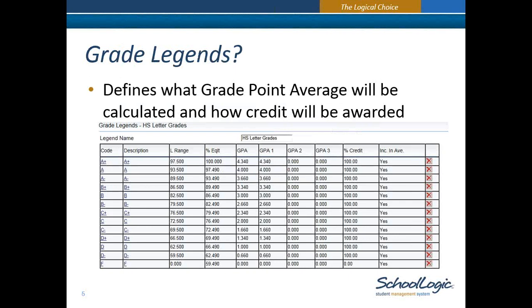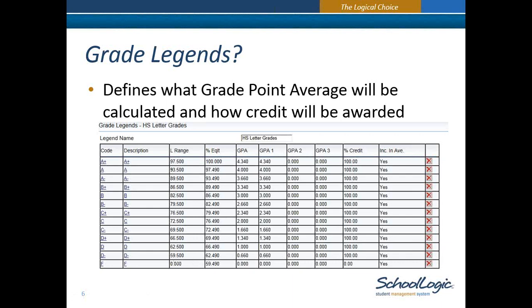Grade legends. What is a grade legend? What does a grade legend do for me when it deals with honor rolls and graduation requirements? It deals mostly with honor rolls, and for those jurisdictions that have a letter grade score, this is where we can have a lower range for each letter grade that we are awarding. So for example, my A+ here, anywhere from a 97.5 up to 100% will be awarded an A+ grade.